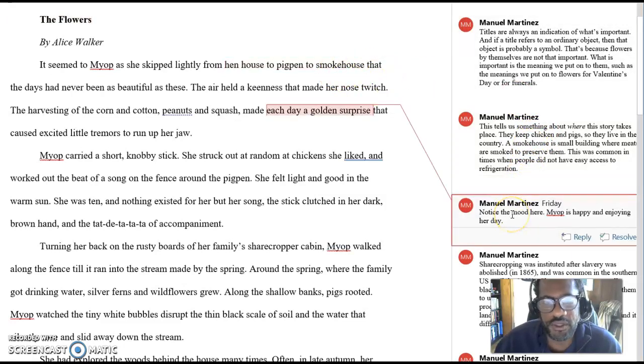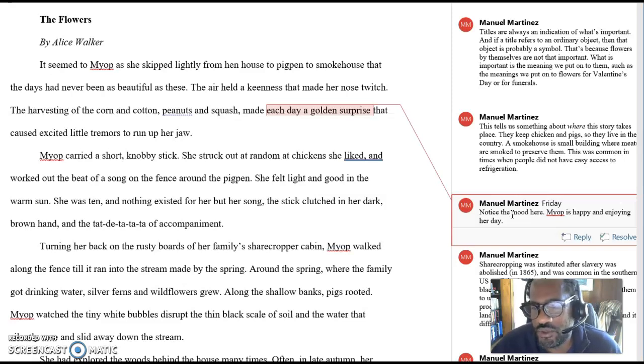Then we look down here at the comment that I've made. The whole sentence says the harvesting of corn, cotton, peanuts, and squash. Again, reinforcing that this is out in the country, a rural area where they're growing their own food. But it says in here that each day was a golden surprise.